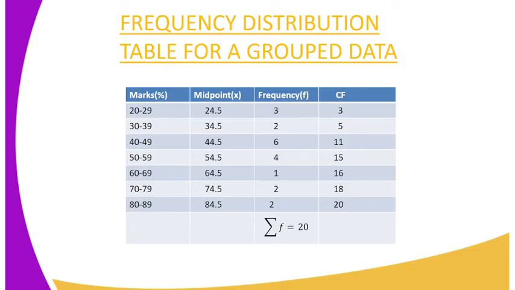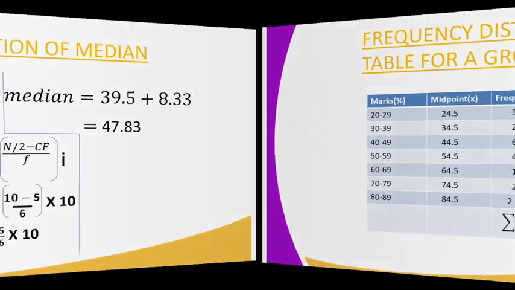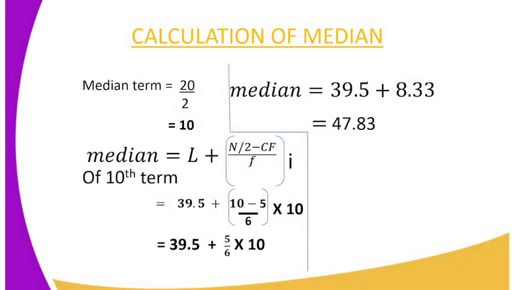Then you put that 5, then you divide everything by the frequency of the median term, which is 6 in this case. And after that, you get 10 minus 5, you will get 5. 5 you divide by 6, then you multiply by 10, and you are supposed to get 8.33. Then you take 8.33, you add it to 39.5, and the resultant answer will give you 47.83, and that is the median mark of that particular class.